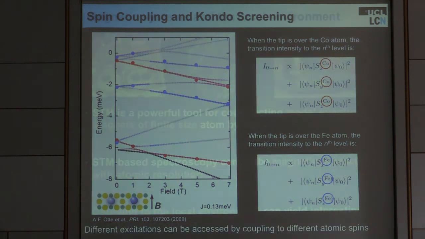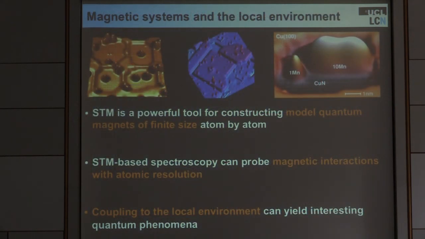Okay, very good. So this is more or less the end, though I want to add one or two quick comments. So what I hope you've seen here is that magnetic systems are very, very interesting to look at the atomic scale, and in particular that STM is a powerful tool for constructing model quantum magnets, in particular of finite size. And I think this is one of the very, very interesting advantages that we have here. In many, many quantum magnetic systems that are in bulk, you typically assume that they're infinite. Here we can actually look at finite-sized magnets.